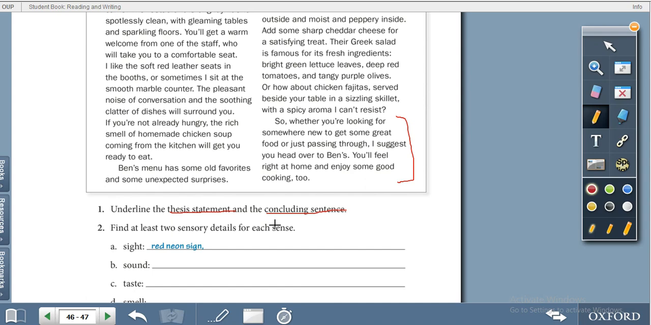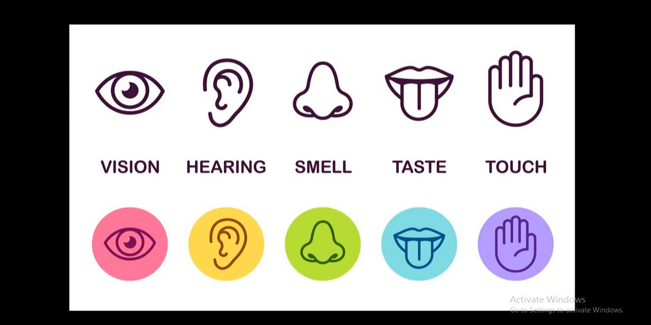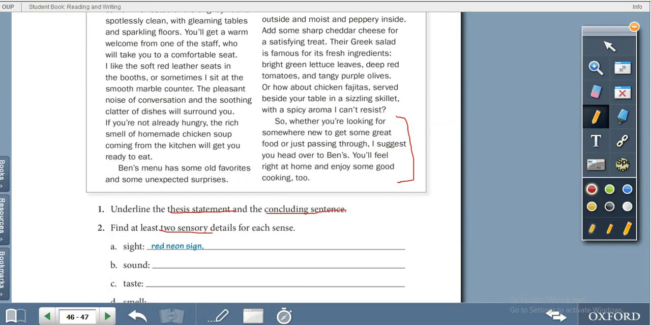So actually, the concluding sentence almost summarizes the thesis statement and other details. Secondly, the writer wants us to find at least two sensory details. What is sensory detail? As I have already told you, that involves the five senses. So you have to write two sensory details for each sense.